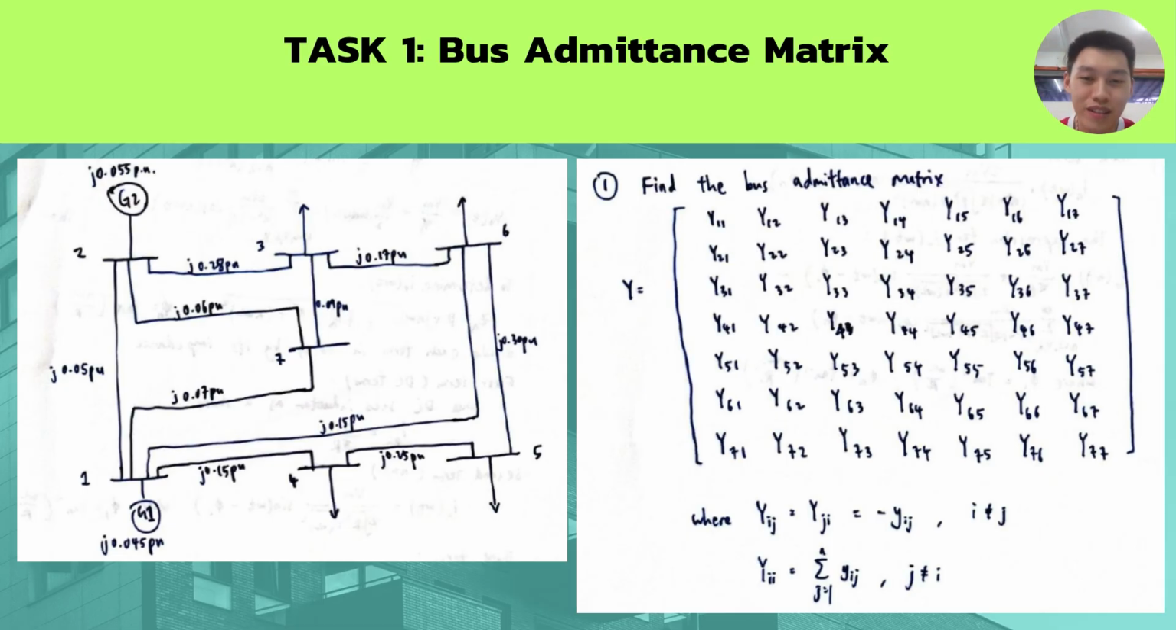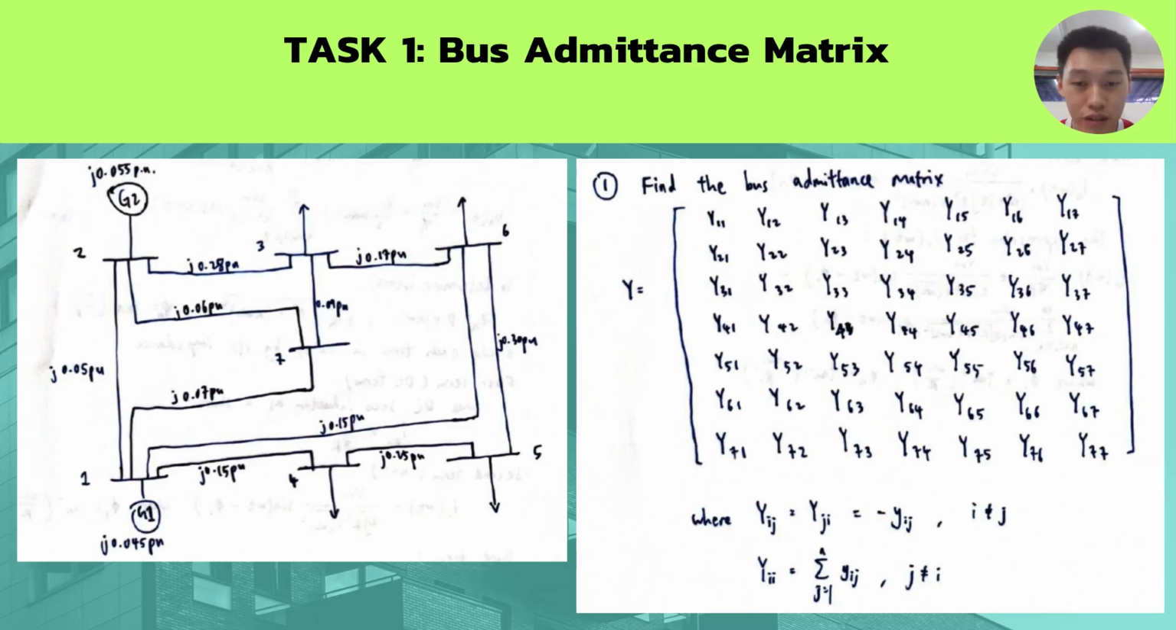Okay, hello everyone. I'm Lee John and I will be presenting the solution for Task 1, the bus admittance matrix. Here's the equivalent circuit for the three-phase power system consisting of 7 buses, and I have labeled all the reactances for the lines and the reactances for the generators here. The first step will be finding the bus admittance matrix.